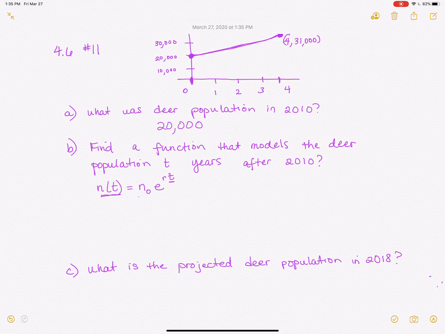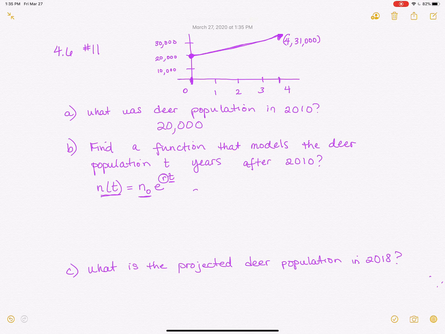So I need to know what my initial population is, and that's what they gave me. But I also need to know what my relative growth rate is. So I'm going to have to find that first. Now I'm going to use what they've given me in order to find that. So if you look back here at the graph, I know that after 4 years, my deer population is 31,000. So I'm going to use this in order to find my r, my relative growth.